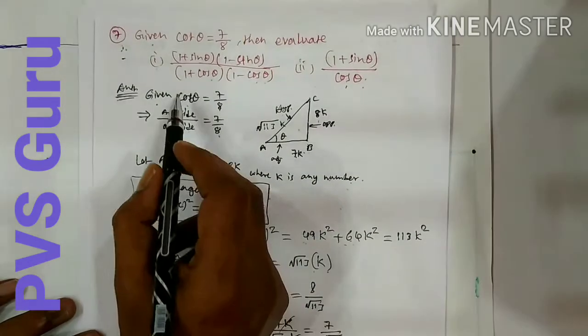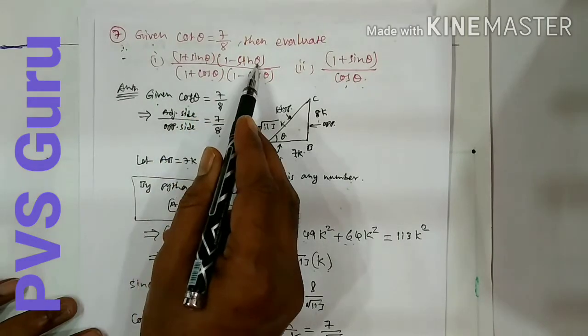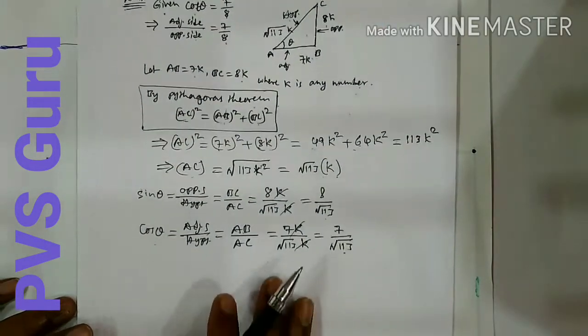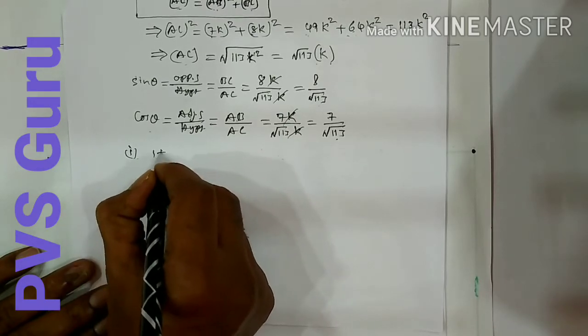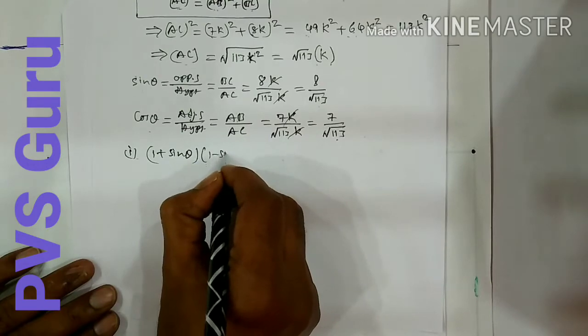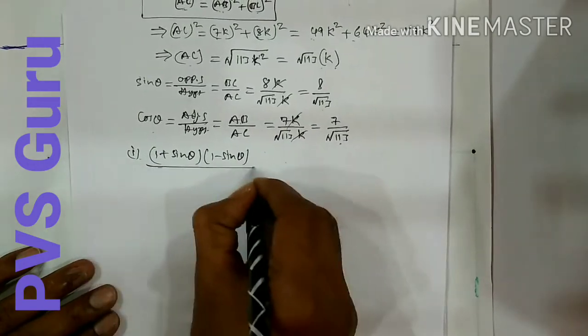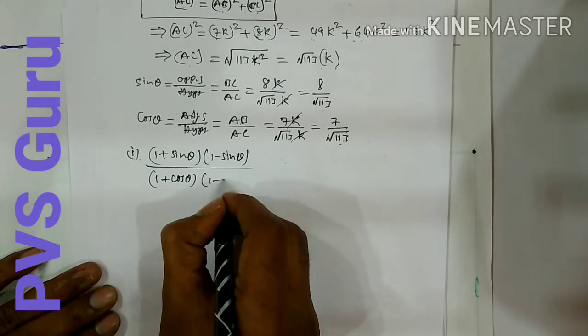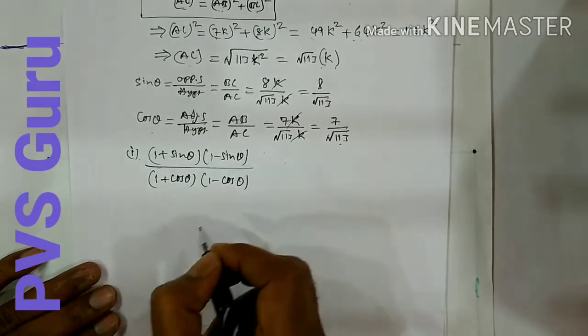Now you take the first bit: (1 plus sin theta) into (1 minus sin theta) by (1 plus cos theta) into (1 minus cos theta).